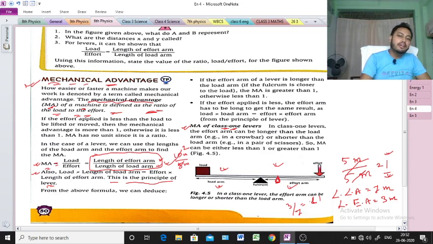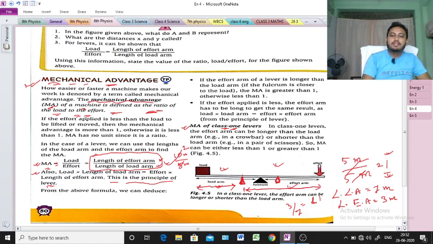Okay. If the position of the fulcrum is here, just try to imagine, if the position of the fulcrum is here, the length of the effort arm is a little bit high. Just try to understand, the length of the effort arm is a little bit high. Clear? Here that is a little bit low.